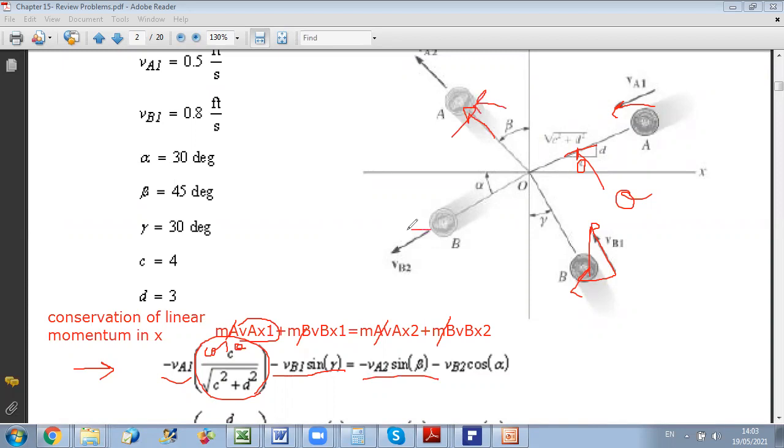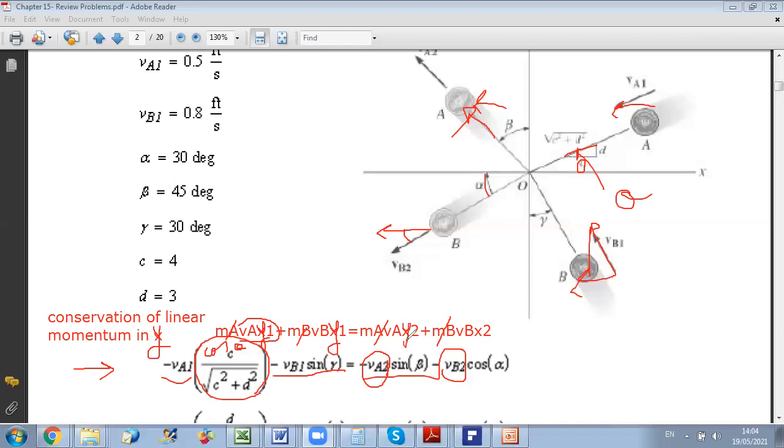While for VB2, it's also negative and it's making an angle alpha with X. So it's minus VB2 cosine alpha. So this is a first relation involving our two unknowns, VA2 and VB2. Now we will repeat the same procedure in Y direction. In Y direction, we have MA VAY1 plus MB VBY1, so we just replace X by Y. We get a second equation, which is conservation of linear momentum along Y.